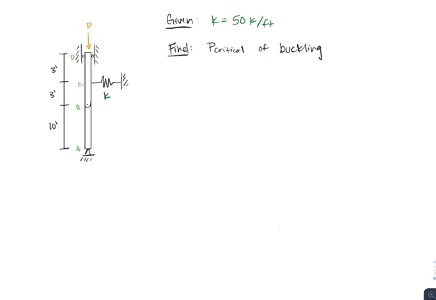In this problem, we're going to be looking at a little bit more complicated rigid Euler buckling problem. In the problem statement, it's given that our spring stiffness coefficient is going to be 50 kips per foot, and that spring is going to be applied at point C. We're also going to have a hinge at point B where the system could potentially buckle, and a force P applied to the system. And so we want to find what is the P critical of buckling for this problem.